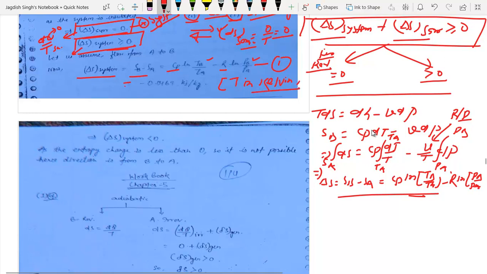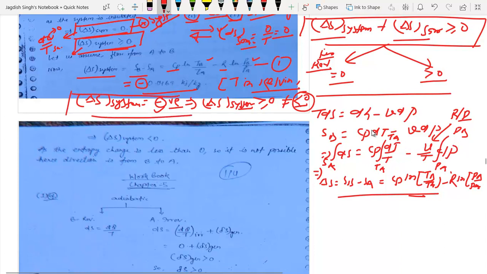After putting in the values, we observe that the del S of system is negative, and we know that del S of system is always either greater than 0 or equal to 0. It cannot be less than 0. The del S of system cannot be negative. Therefore, our assumption is wrong.